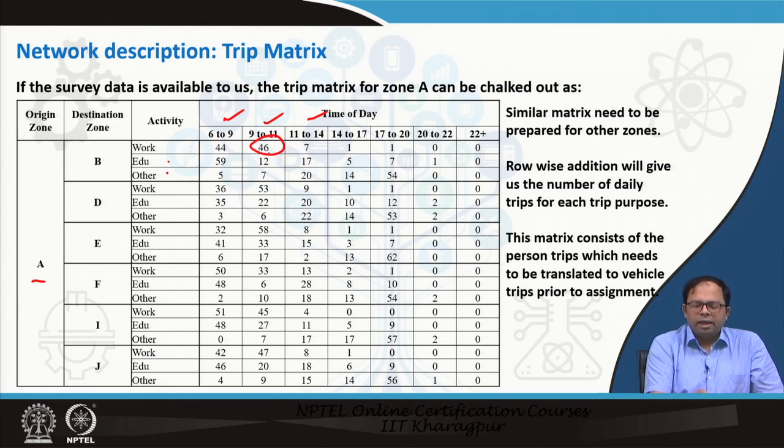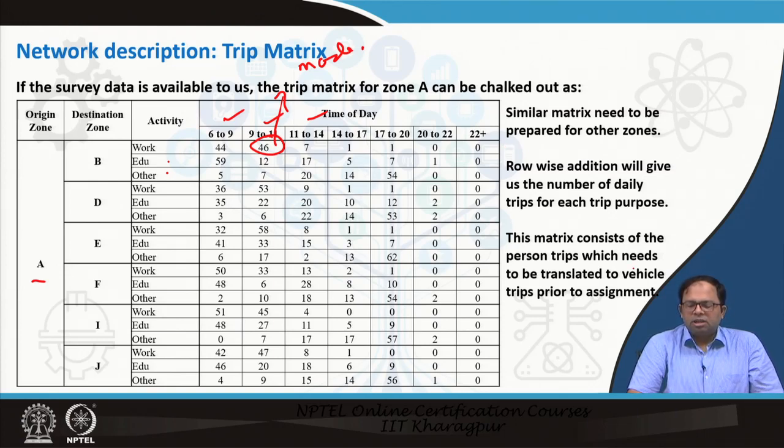And once we do that, the next step is to determine how many of these people will use which mode. So after that we can also do mode wise another level of categorization. So we have walk trip wise, and then we have time wise categorization. And a similar matrix needs to be prepared for other zones. So this is only for zone A. And row wise addition will give us the number of daily trips for each trip purpose. As you can understand, all walk trips for the entire day.